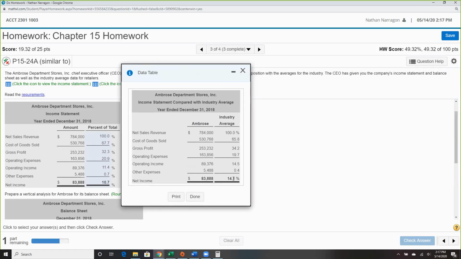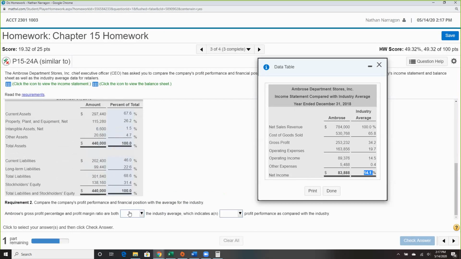Okay. Industry average for gross profit was 34.2. We're sitting at 32.3. Net income was 14.1 for industry. We're at 10.7. So both of us is less than. Okay, simple comparative, which indicates an blank profit performance as compared with industry. Well, technically it would show it unfavorable.